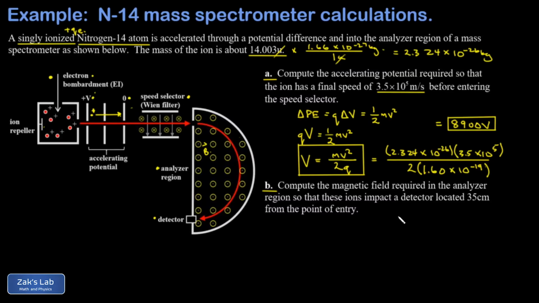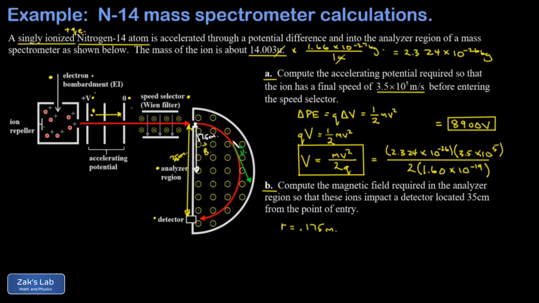First, we're told the detector is 35 centimeters from the point of entry. And this means the radius of curvature of this particle beam is half that. That's 17.5 centimeters, or I could say the radius of curvature is 0.175 meters. And these nitrogen ions are moving in cyclotron motion. So that's the motion of a charged particle curved into a circular path in a magnetic field.